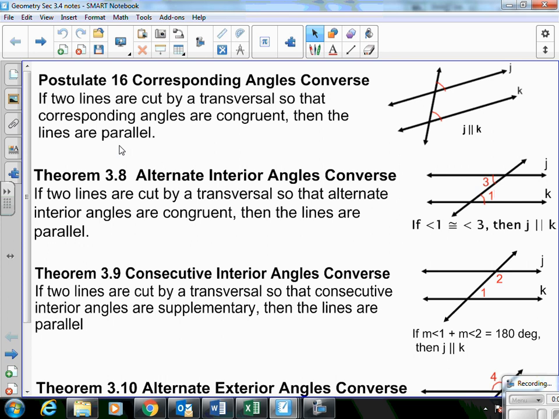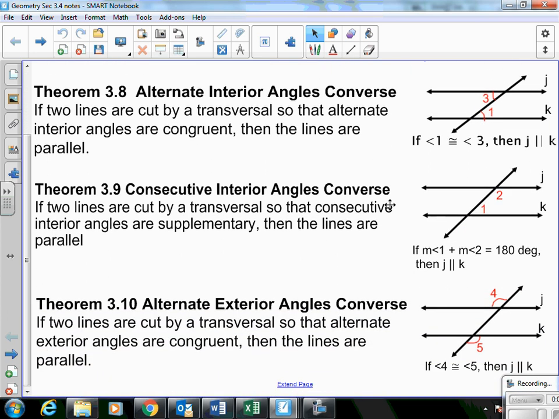And theorem 3.8, the alternate interior angles converse. If two lines are cut by a transversal so that alternate interior angles are congruent, then the lines are parallel. All right, so if the corresponding angles are congruent, then we know the two lines are parallel. If the alternate interior angles are congruent, then we know the lines are parallel.